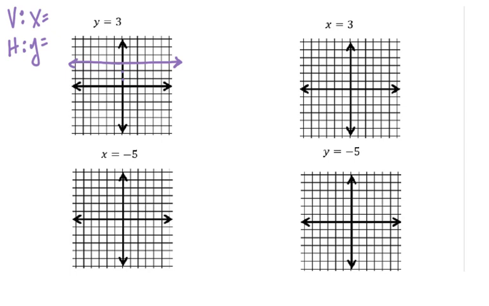On this next one, we've got x equals 3, so that one's going to be vertical. So we're going to go to where x is 3 and draw a vertical line. And down here again, we've got x equals -5, so that's a vertical line. So we're going to go over to where x is -5 and draw a vertical line. And then y equals -5 is horizontal, left and right, so we go down to -5 on the y-axis.